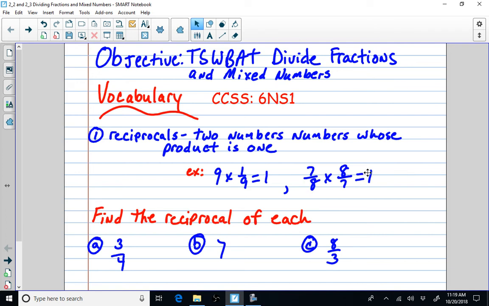How do we find a reciprocal of a number? We write the number as a fraction and put it over 1, and we flip it. Alright? 7/8 is already written as a fraction, so I flip 7/8. 7/8 becomes 8/7, and the product of 7/8 and 8/7 is 1.